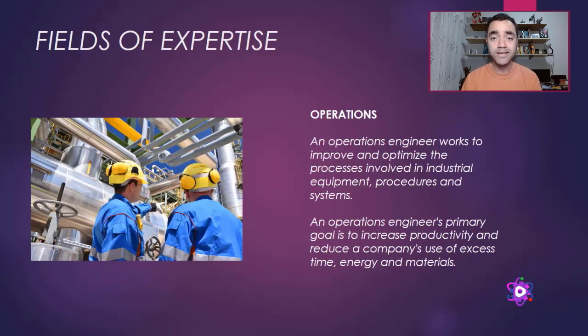The second one is operations. As a chemical process engineer working in operations, your main duty is to improve and optimize processes. And because of that, your main goals are to increase productivity and reduce losses of the company.